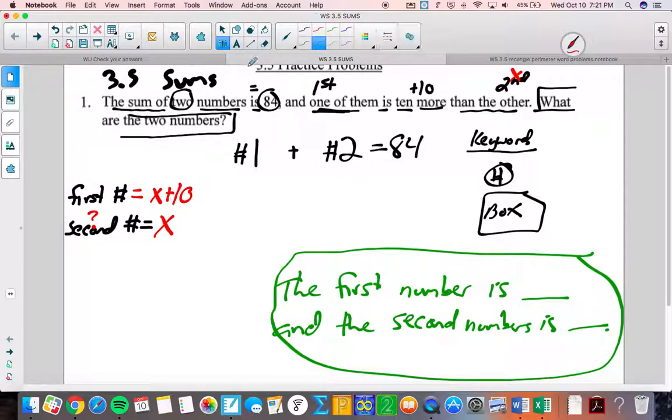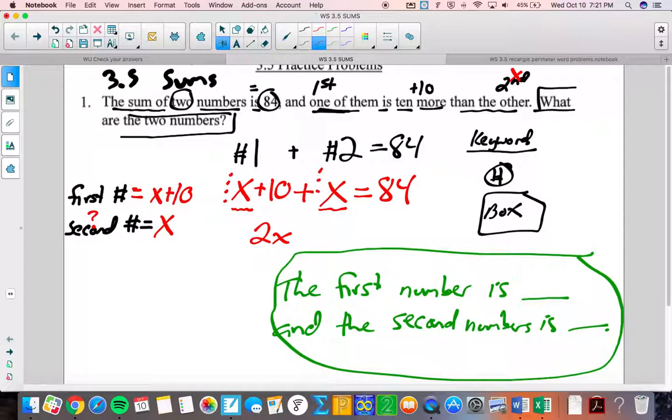Now I'm going to use my variables and numbers, my algebra, to substitute in. So the first number is x plus 10, right? And then the second number is x. So if I take x plus 10, the first number, plus the second number, x, it's supposed to add up to 84. And now that you have math algebra skills, we can simplify and solve this. We should simplify because we can combine like terms on the left side. We have 2x, right? 1x plus 1x is 2x. And then bring down the plus 10 equals 84.